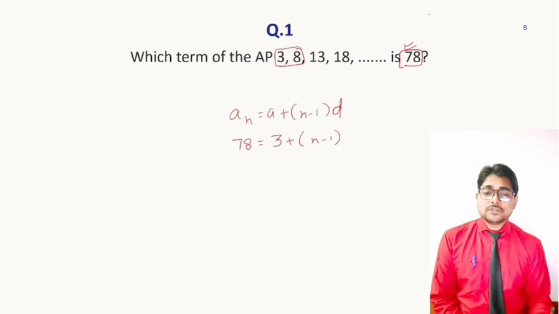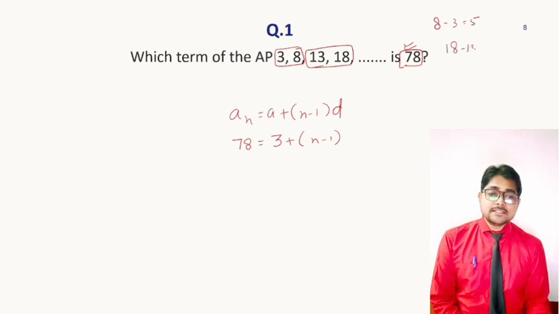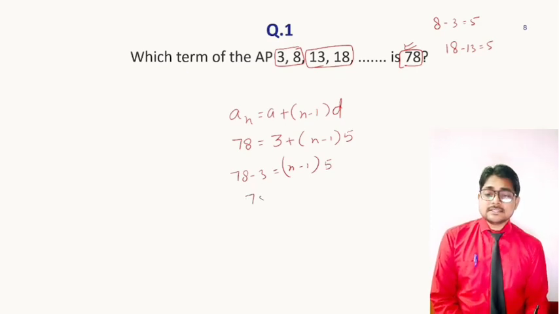Let's take two consecutive terms: 8 minus 3 is 5. Again, let's check with these two numbers: 18 minus 13, again we get 5. So D is 5. Is it clear? Now 78 minus 3 equals (n minus 1) multiplied by 5. So 78 minus 3 is 75. Now divide it by 5, because this 5 is multiplied here. If you push it to the other side, it gets divided.